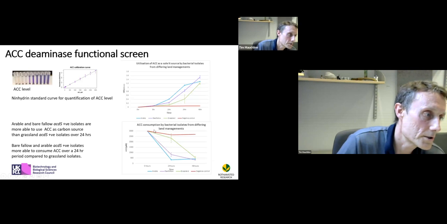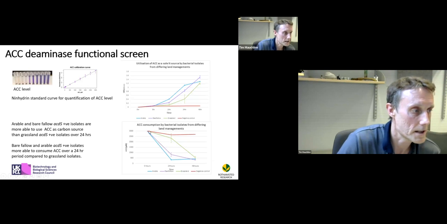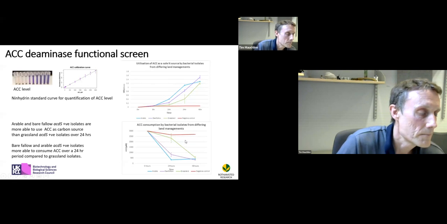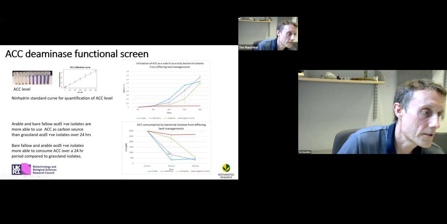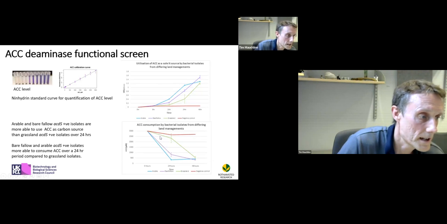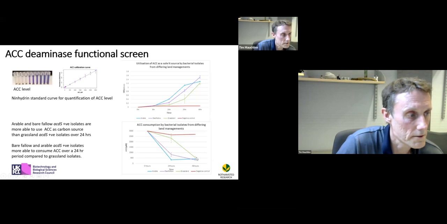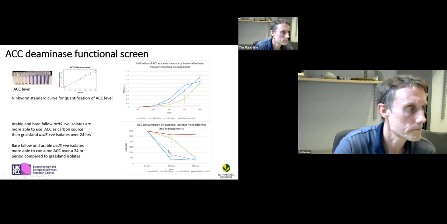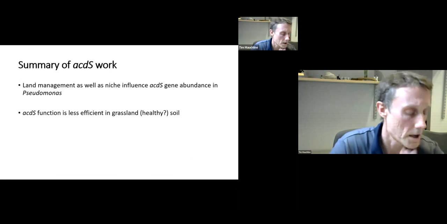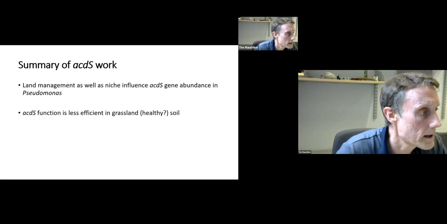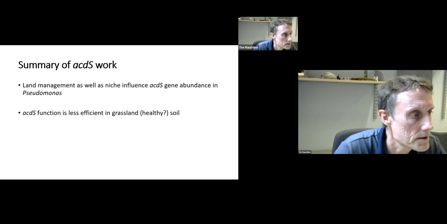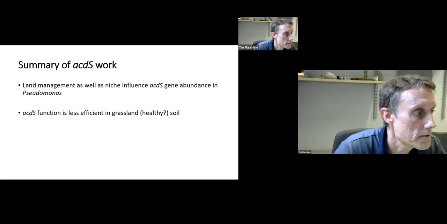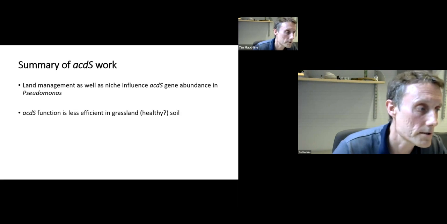And this graph here just shows the ACC consumption. Again, we can see that the negative control is unable to consume ACC, whereas the other isolates which have the ACDS gene are able to do this. But yet again, the grassland isolates are less efficient at doing this compared to the arable and the bare fallow isolates. So to summarize that part of the work, land management as well as niche influence the ACDS gene abundance in Pseudomonas, and the ACDS function is less efficient in the grassland soil.